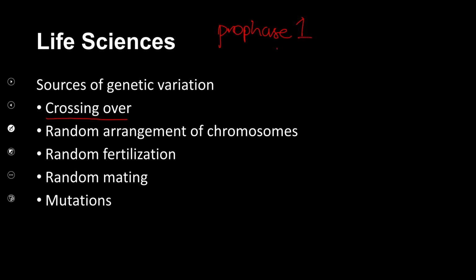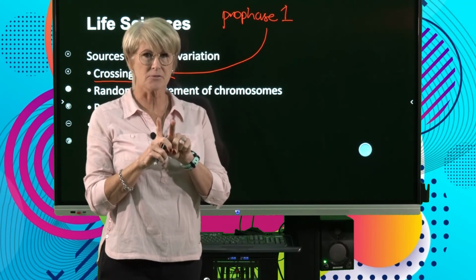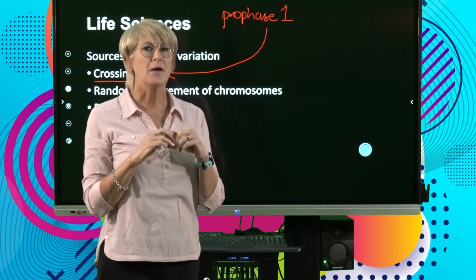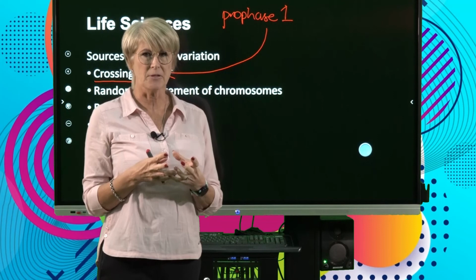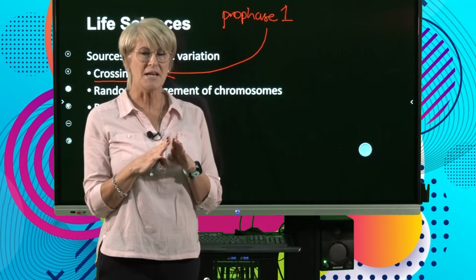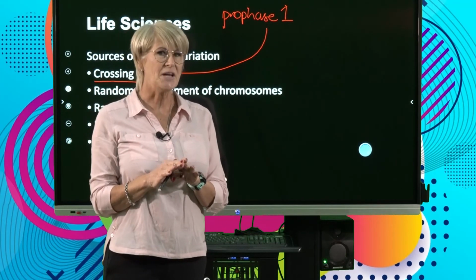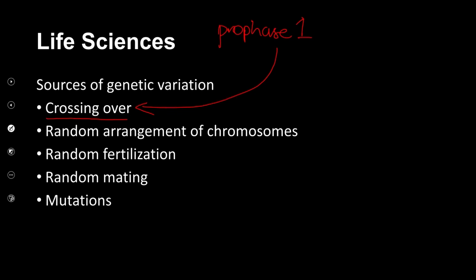What happens here is your homologous chromosomes lie together next to each other, and then non-sister chromatids cross over and exchange genetic material. So as soon as those chromosomes move apart, they already are not the same as they were when they started out. There's already genetic variation. So we've created genetic variation in crossing over.